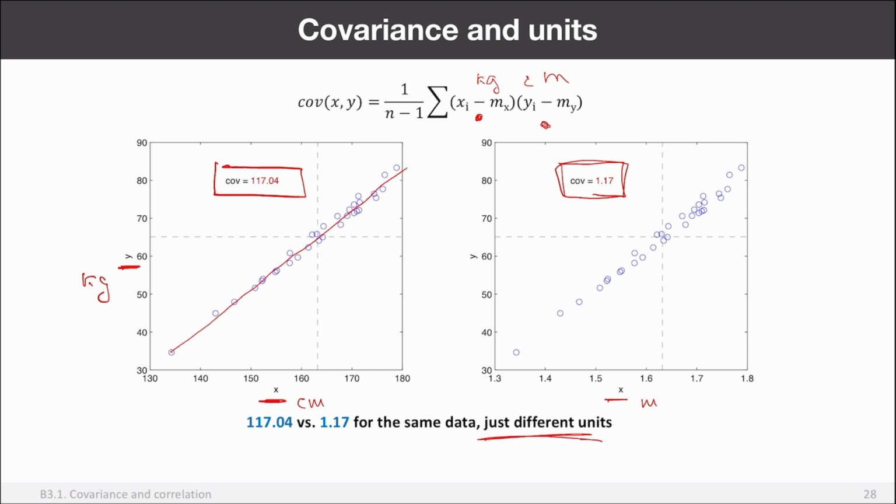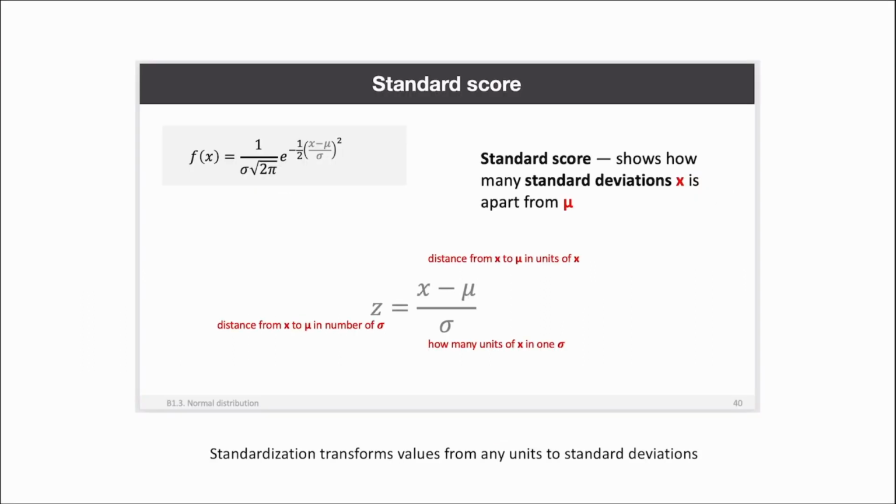Okay. So we need to solve this problem. We need to find a better covariance which will not depend on units, and that's what we are going to talk about now. First of all, we already know how to get rid of units. We need to standardize the values. You remember what we discussed in block number 1 on the normal distribution. If your values follow a normal distribution, you can standardize them by subtracting the average and dividing by the standard deviation. If you know population parameters, you can do it with population parameters. If you don't, then you can use sample estimates of your population parameters, right?